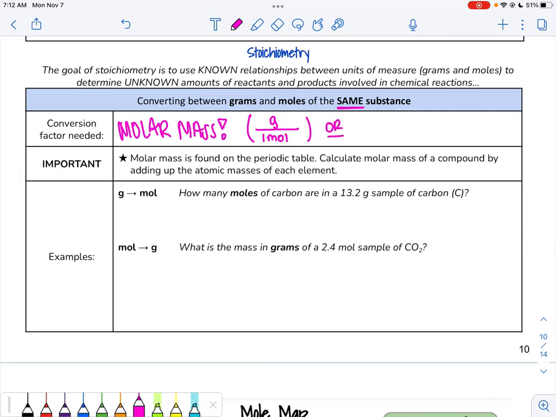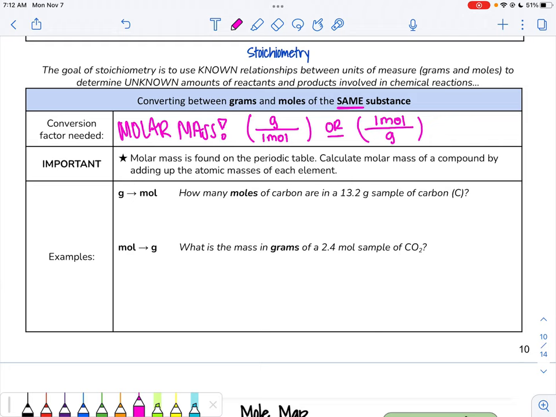The other way is if we flip it, it means the exact same thing. Here we're saying mass per one mole, or we can say one mole is some amount of mass. So these two conversion factors mean the same. You can flip them according to the units that you have. Molar mass is found on the periodic table. You're going to calculate the molar mass of the compound by adding up atomic masses for each element. Remember to multiply by any subscripts you've got in your compound formula. But this is the important note for the molar mass calculations.